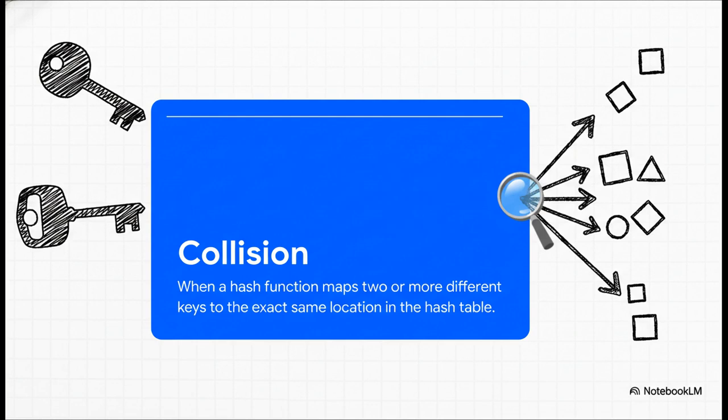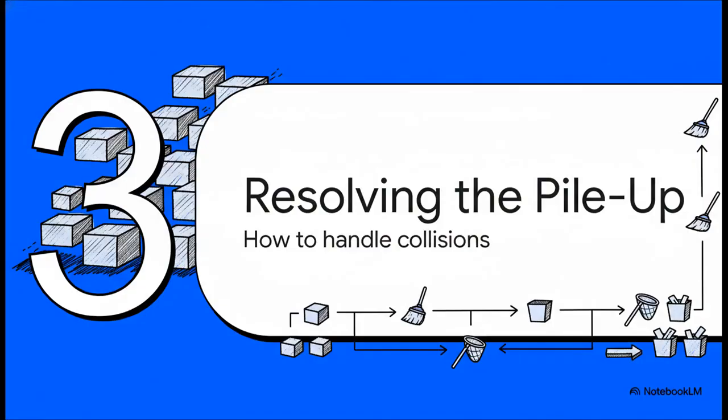And this, right here, is the central challenge we have to solve to make our whole digital filing system actually work. So how do we fix this? What do we do about the pileup? Well, luckily, computer scientists have come up with some very clever ways to clean up this inevitable mess.